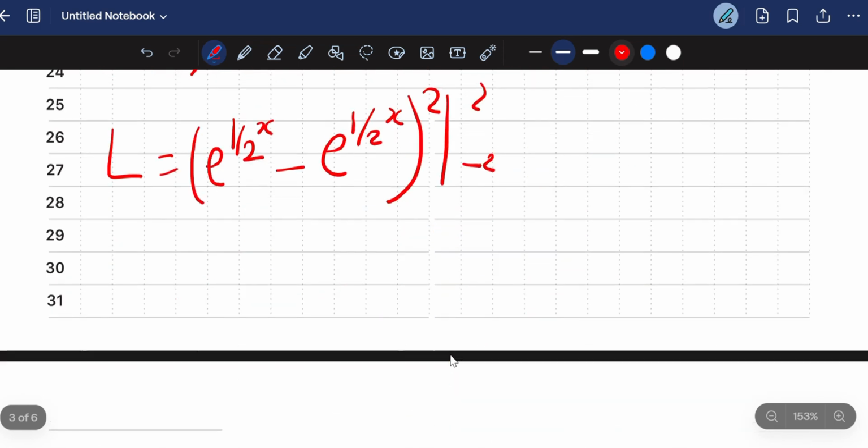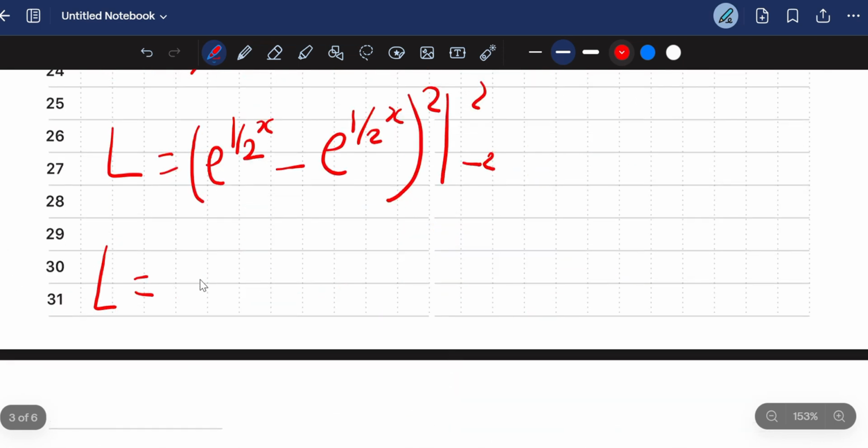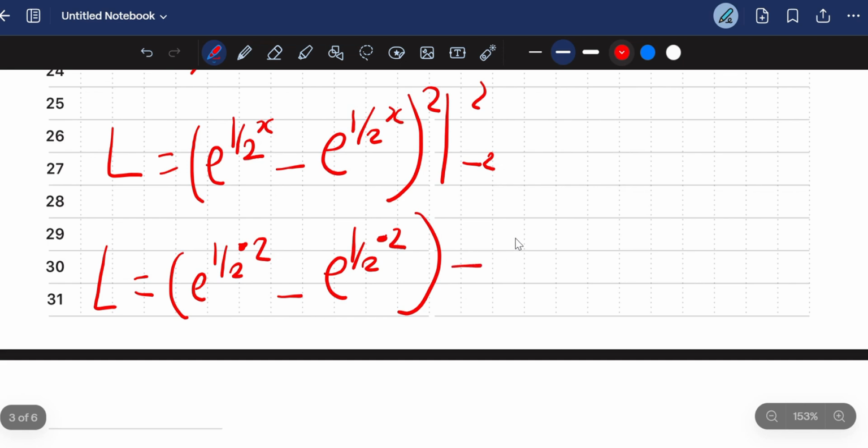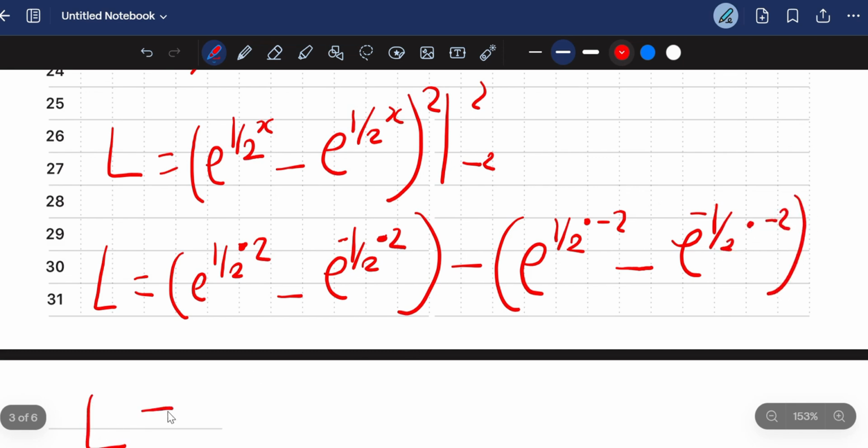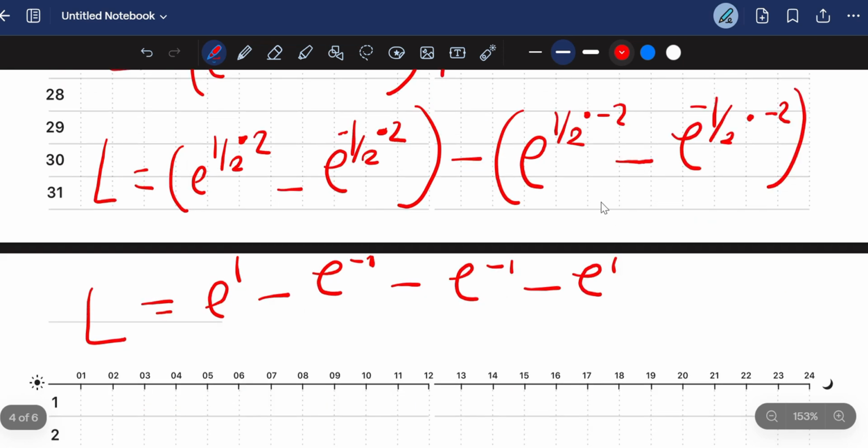So negative 2. And then let's quickly substitute. I'm going to have that our arc length is equal to, firstly, e raised to 1 over 2 times 2, minus e raised to 1 over 2 times 2, minus e raised to 1 over 2 times minus 2, minus e raised to negative 1 over 2 times minus 2. And this is going to give us that L is equal to e raised to 1, minus e raised to negative 1, minus e to the power of negative 1, minus e to the power of 1. This is going to be plus.